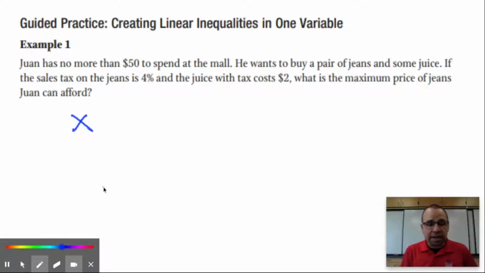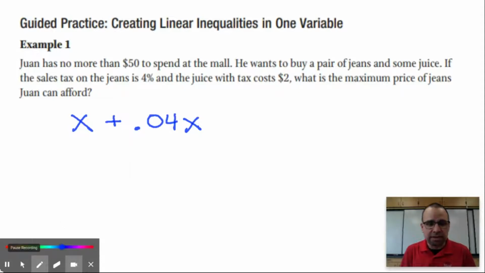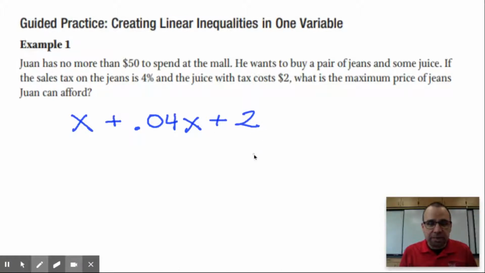I have no idea how much the pair of jeans cost because that's basically what this problem is all about. So we're just going to write x. It's only one pair of jeans that he's going to buy. And also we have to tack on 4%, which is 0.04 of the jeans. And that will be the total price of the jeans plus the tax. Oh, and let's not forget about the $2 juice that we have to include.